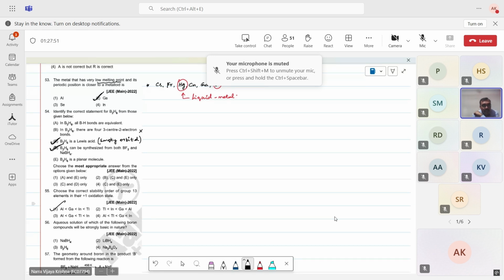Oh, sorry. Understood now. They are asking something here, right? B2H6 is a planar molecule. No, sir. So the answer must be the third option. Right. Good. Next, sir.